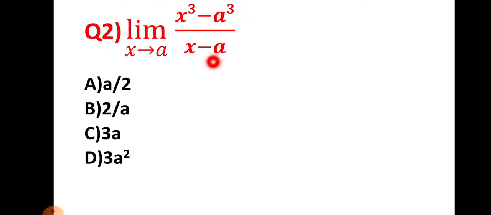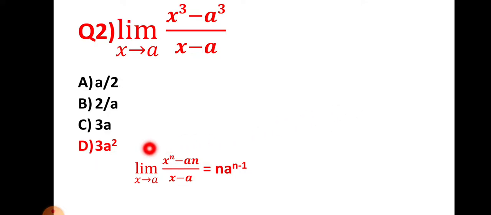We can solve this question easily by using one simple formula. The formula is, if we have limit x tends to a, x to the power n minus a to the power n divided by x minus a, our answer will be n a to the power n minus 1. Here n is 3, so 3 will come at first, and then a to the power n minus 1 means a to the power 3 minus 1, which is a to the power 2. That is option D. Option D is the right answer for question number 2.